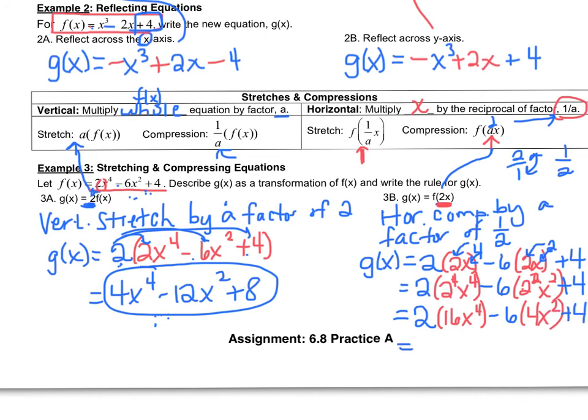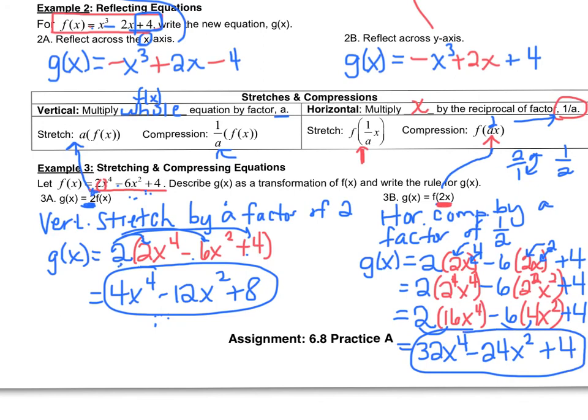Now the last step is to multiply the coefficients. So 2 times 16 is 32, x to the 4th. Negative 6 times 4 is negative 24, x to the 2nd, and the plus 4 just stays at the end. So that's the final equation. If you were to graph the original and that one, you would see that this new one is compressed horizontally, so it would be narrower.